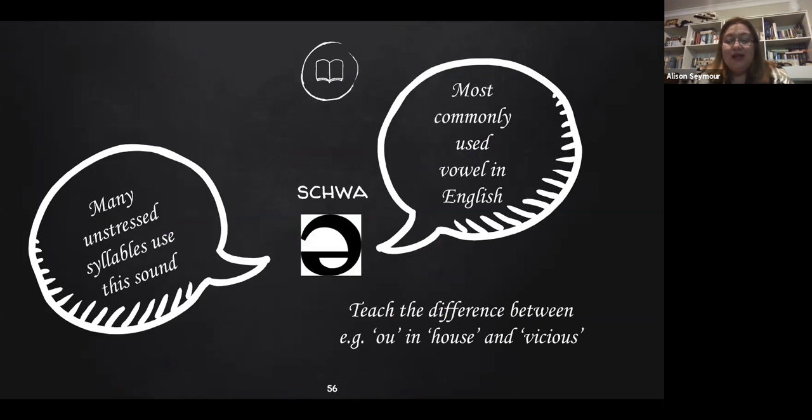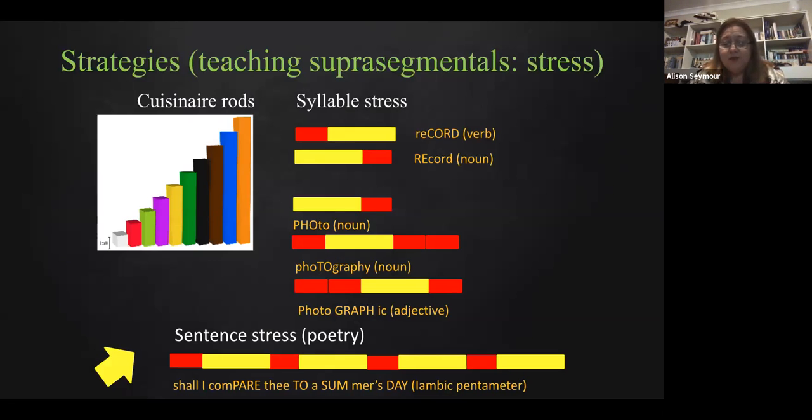Okay. If you're talking about stress, you can't really go past the vowel schwa, and sadly I just don't have a lot of time to get into this. If you didn't know about schwa, it's the most commonly used vowel in English, and it is often the vowel sound in unstressed syllables. So just going back to, say, photography. In photo, you've got the full O sound, photo. But when you change to photography, then that first syllable becomes the schwa, the unstressed sound, photography.